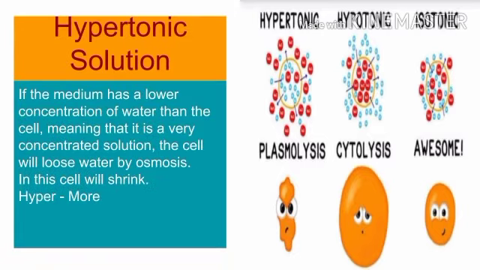Thank you very much. Our next module is hypertonic solution. If the medium has a lower concentration of water than the cell, meaning that it is a very concentrated solution, the cell will lose water by osmosis. It will shrink. Hyper means more. As you can see, the first figure here depicts the hypertonic solution.